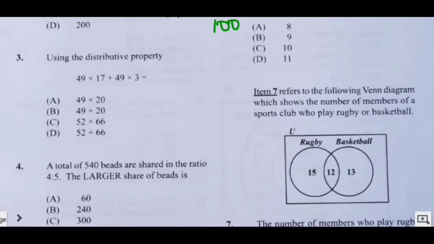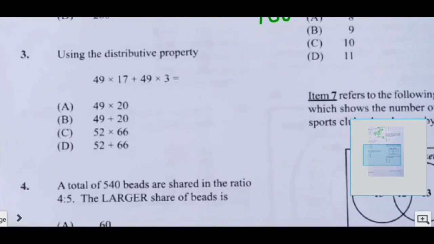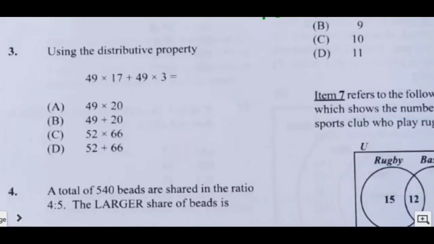Moving on to question 3. Using the distributive property, we need to calculate 49 times 17 plus 49 times 3. So the formula for the distributive property is, we should all know this by now, A times B plus A times C is equal to A brackets B plus C. From this now, we can find our A, B and our C value.